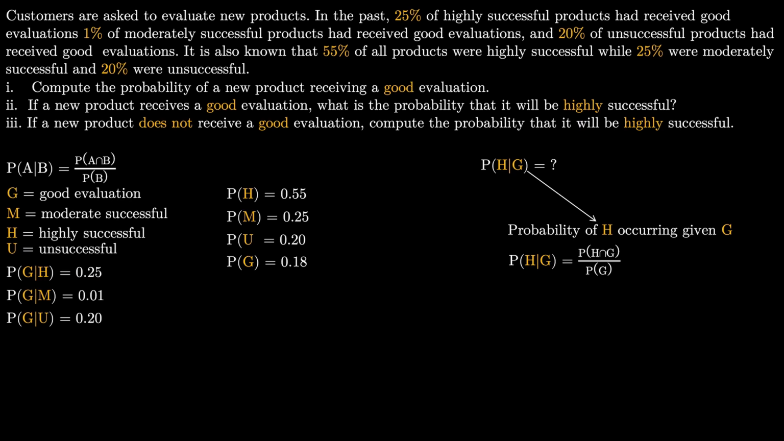So in this case, it is the probability of a product being highly successful and the probability of a highly successful product receiving good evaluation. So it's going to be 0.25 times 0.55 over 0.18. To those wondering why we didn't put 0.18, it's because we've said it's H and G both occurring, a highly successful product receiving good evaluation, right? Not end product. So if we simplify, we're going to get 0.76.